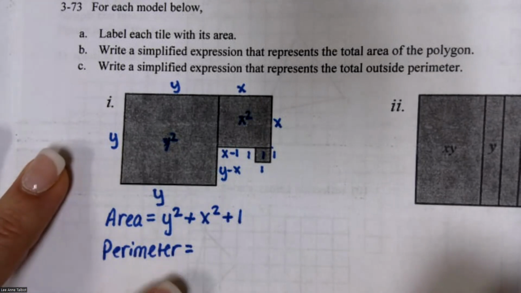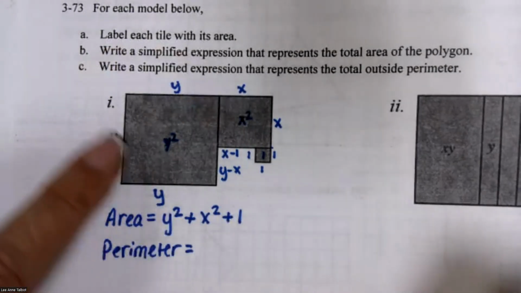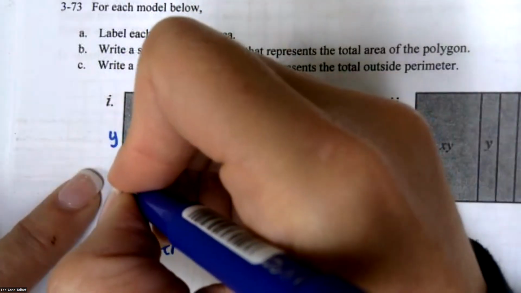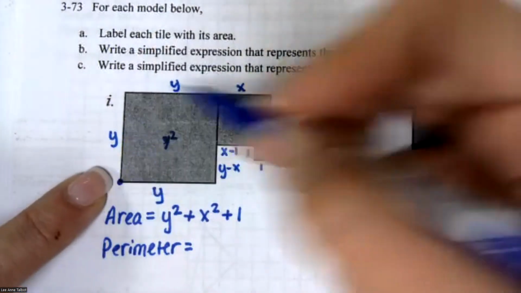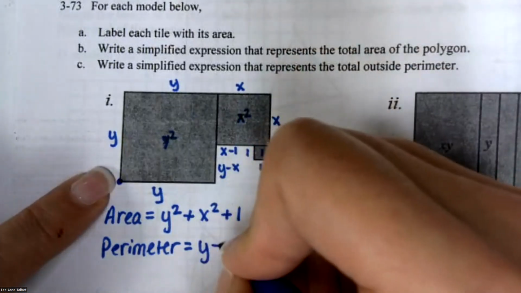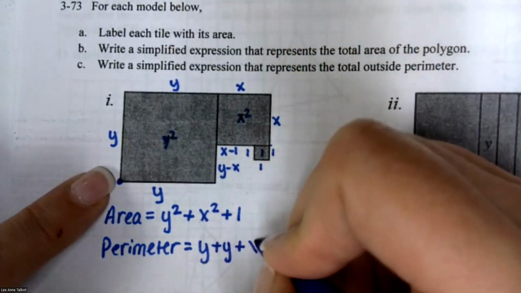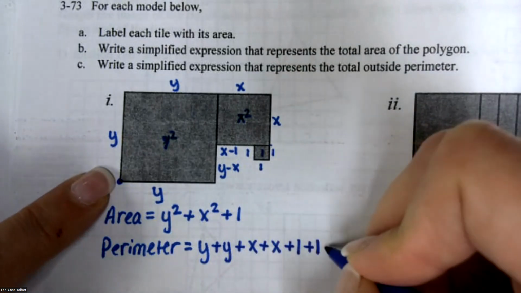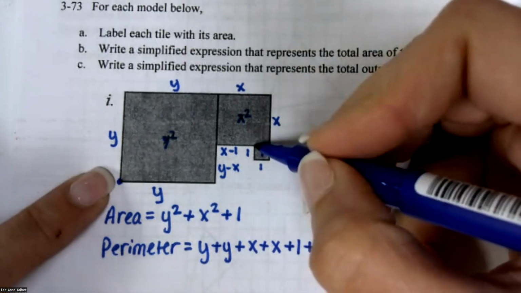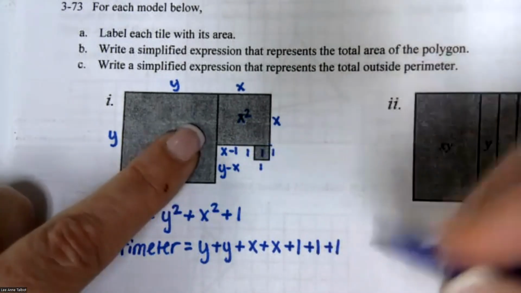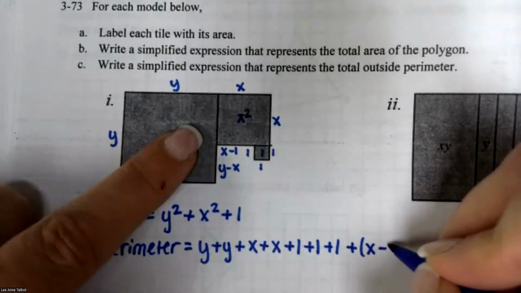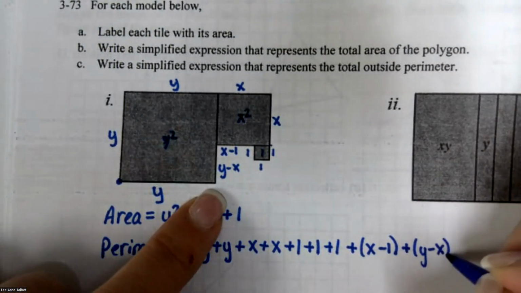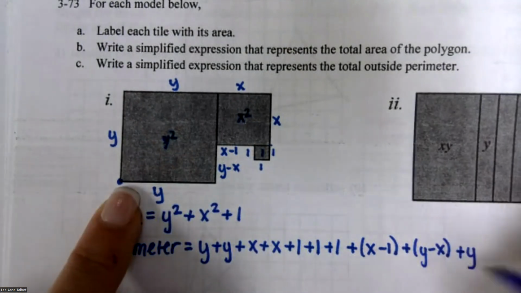Okay, the perimeter. That's going to be all the way around the outside. So let's start here. I'm going to make a little dot here to show where I'm going to start so I can go around. So y plus x plus x plus 1 plus 1 plus 1. That gets me to here. Plus x minus 1 plus y minus x plus y.